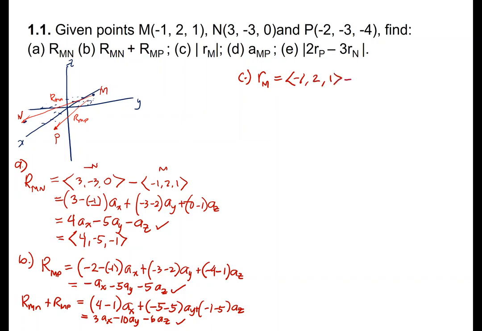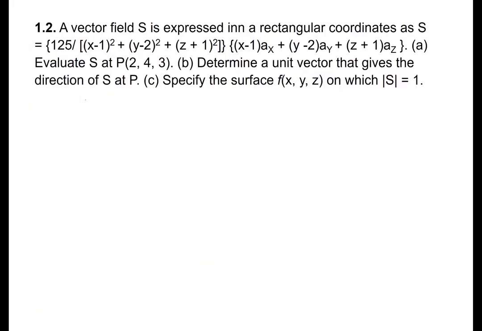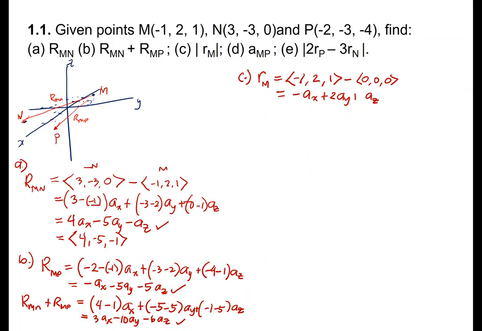Minus, this is because the final destination is M, so minus the initial, which is the origin, which is 0. It's clear, no? So therefore your RM is equal to negative 1 minus 0, obviously. You have negative AX plus 2 AY plus 1 AZ, or AZ. You may not need to write 1.